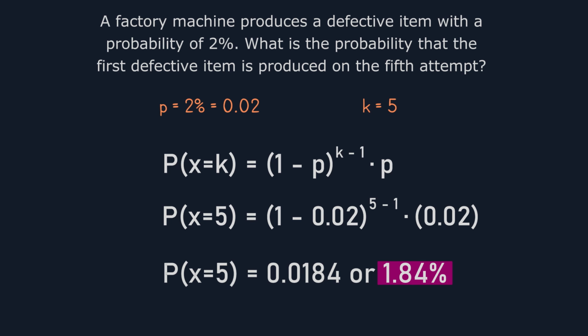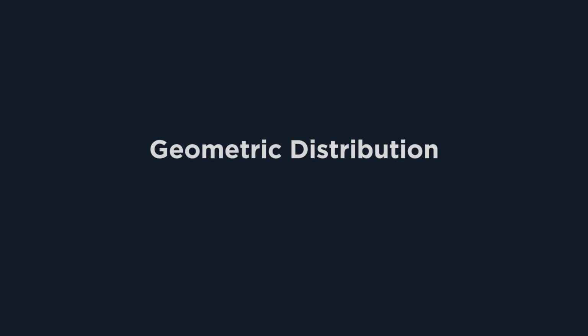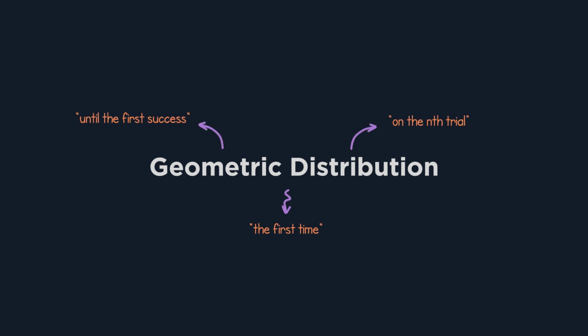And there you have it. Whether you're calculating the probability of a first success on a specific attempt or figuring out how many tries it takes, geometric distribution is a powerful tool for these kinds of first scenarios. Understanding when and how to apply this concept can make a big difference in solving these types of probability problems.